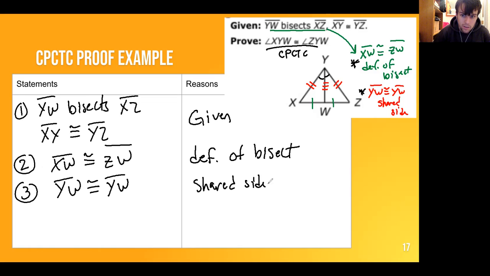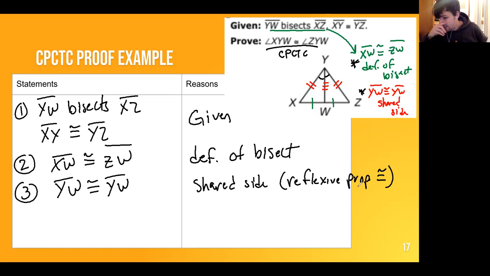Shared side, reflexive property of congruence. Whichever reason you want to state on that, both of those are acceptable. That enables us to say that now these two triangles, this one here on the left side and this one here on the right side, are congruent by SSS. We have 1, 2, 3 side pairs that are congruent.